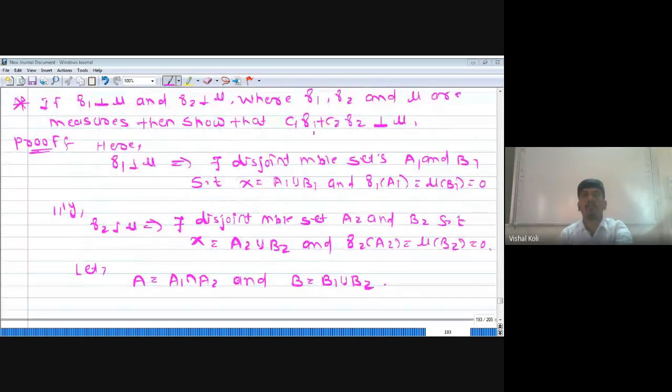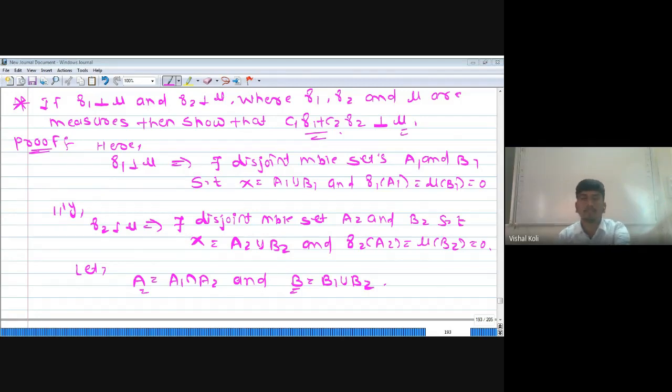Now actually we have to show that C1 gamma 1 plus C2 gamma 2 is mutually singular with respect to mu. That is, we have to show that there exist two sets A and B such that A union B equals X, A intersection B equals phi, and C1 gamma 1 plus C2 gamma 2 of A equals 0 and mu of B equals 0. If such sets exist, then we say that C1 gamma 1 plus C2 gamma 2 is mutually singular with mu. So for that we have taken two sets A and B, defined as A equal to A1 intersection A2 and B equal to B1 union B2.